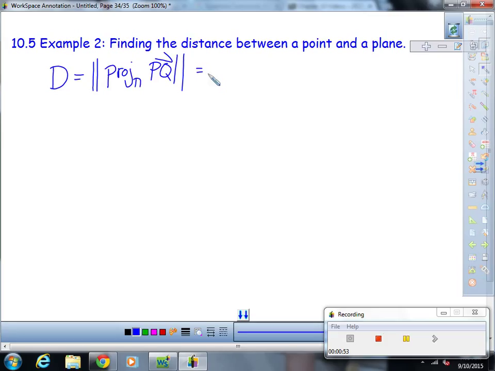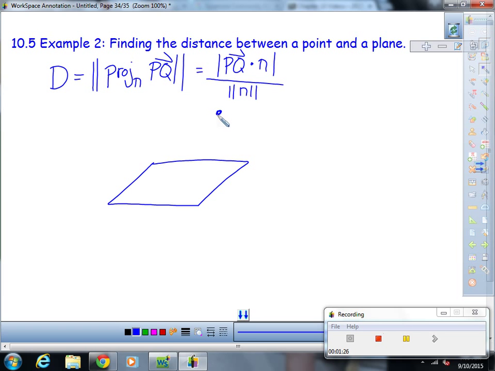Now, another thing that we found out in 10.3 was that the magnitude of the projection of one vector onto the other was equal to the absolute value of the dot product between the vectors divided by the magnitude of the normal vector. So that is what I'm going to try to explain to you guys, and then we'll do an example. So imagine for a second that you got some plane with some point Q, okay? And we want to know how far this point is from this plane.